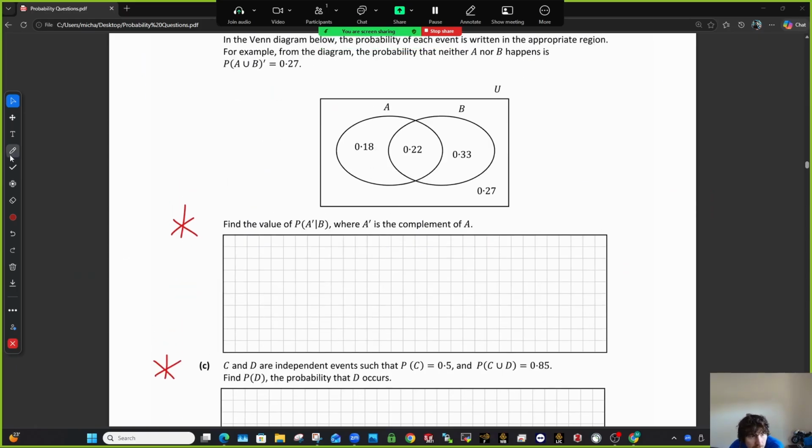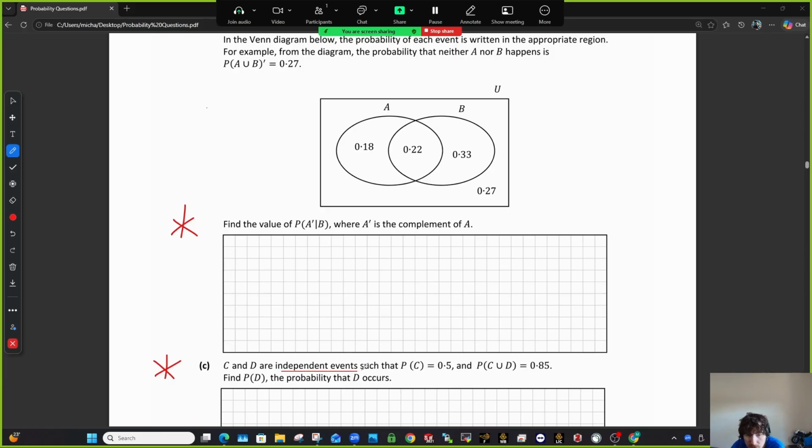Okay, so we have a part C here. Pause the video, give it a go, of course. C and D are independent, right? And that's not talking about what's up here. So this seems to be another question altogether. C and D are independent events such that C is this and the union is this. Find the probability of D.